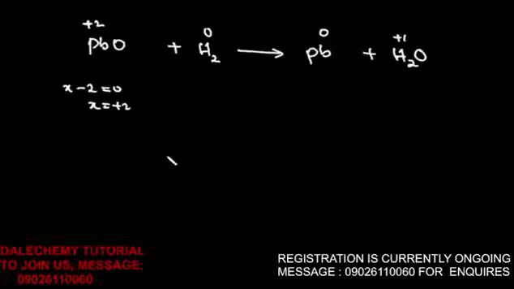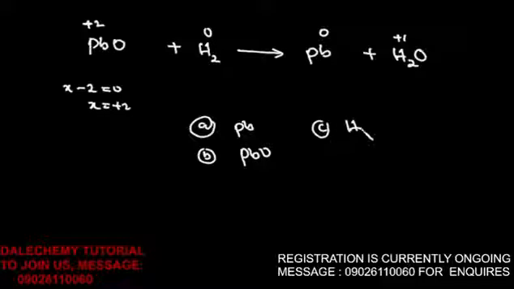Now, what would you say? In your options, you would see A, Pb, B, PbO, C, H2, and maybe D you might see Pb. So I want you to pause the video now and guess which will be the answer for this question. Pause the video and type it in the comment section. I want to know your opinion about this question.